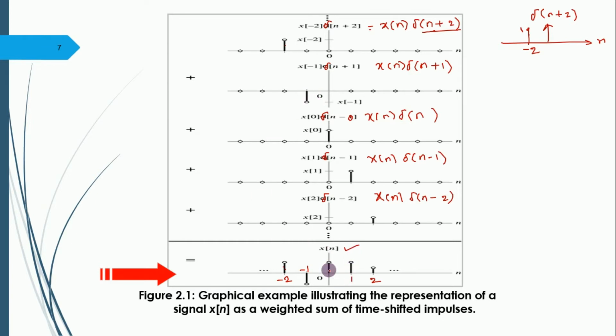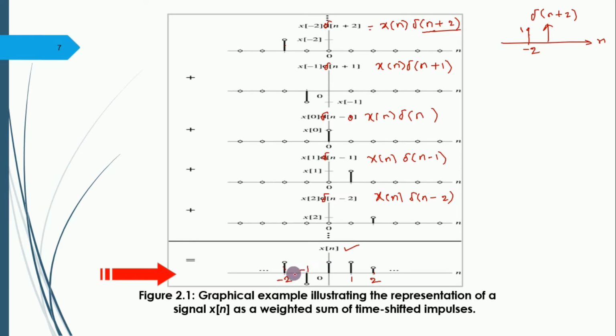Similarly, if I want to fetch this particular sample, it is x of n into delta of n, or else x of 0. This is x of 0, right? Directly I can write it, it's a constant. Similarly, if I want to fetch at n equal to 1, delta of n minus 1 multiplied with x of n will give you x of 1 delta of n minus 1. x of 2 delta of n minus 2 will result in this particular sample. Okay, I hope it is clear.